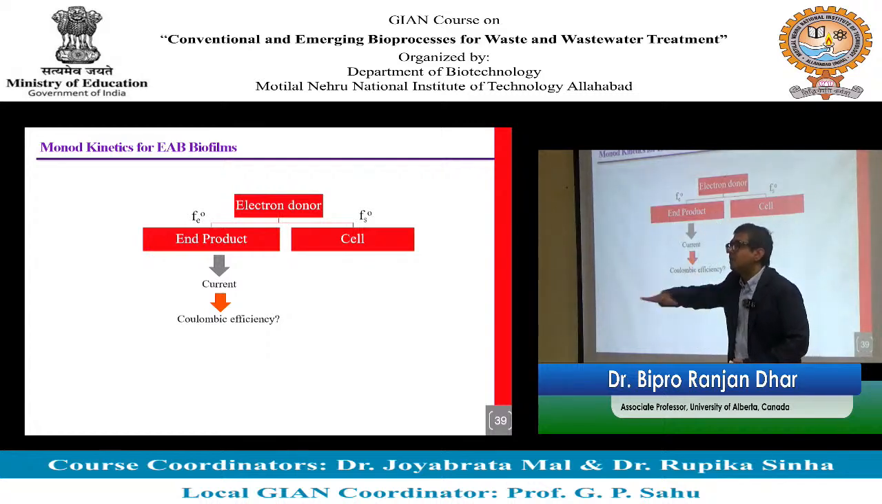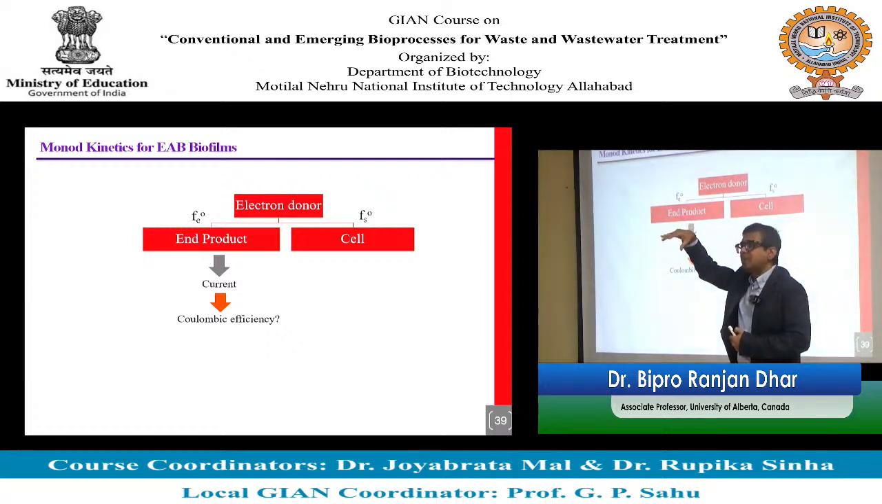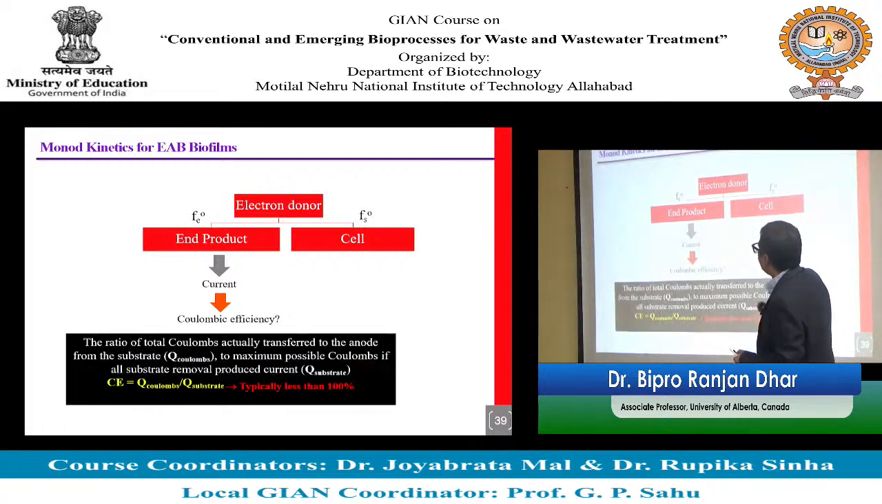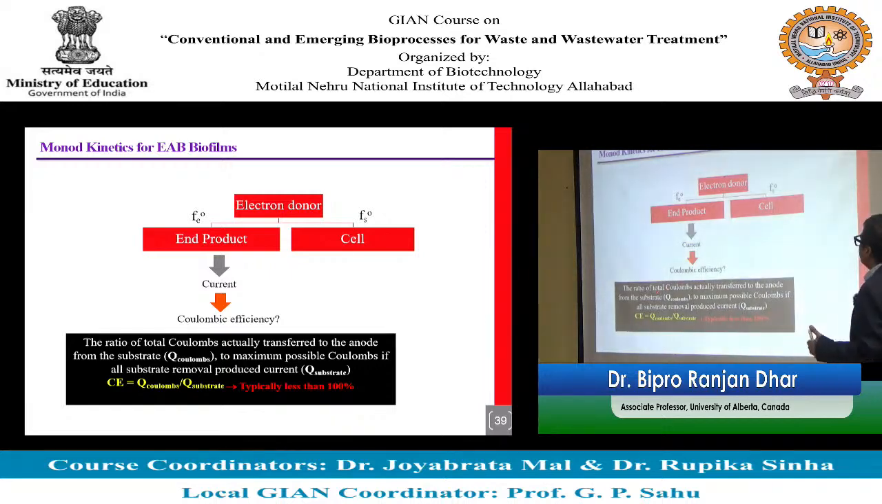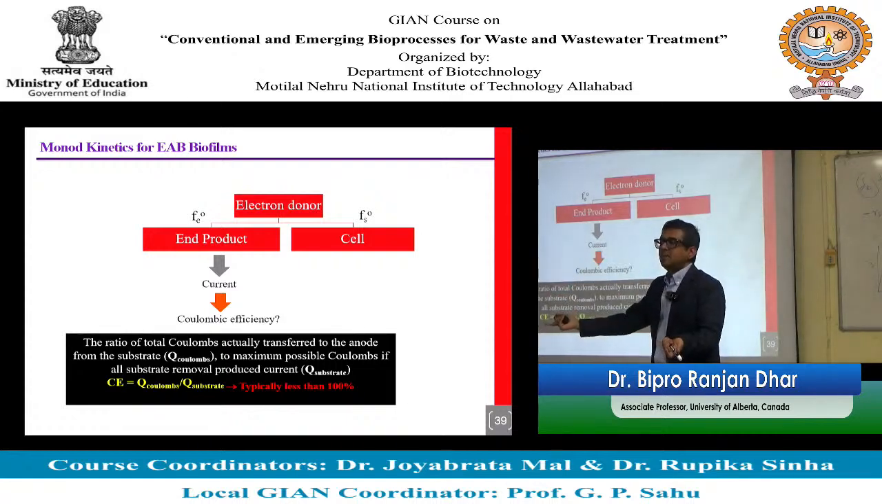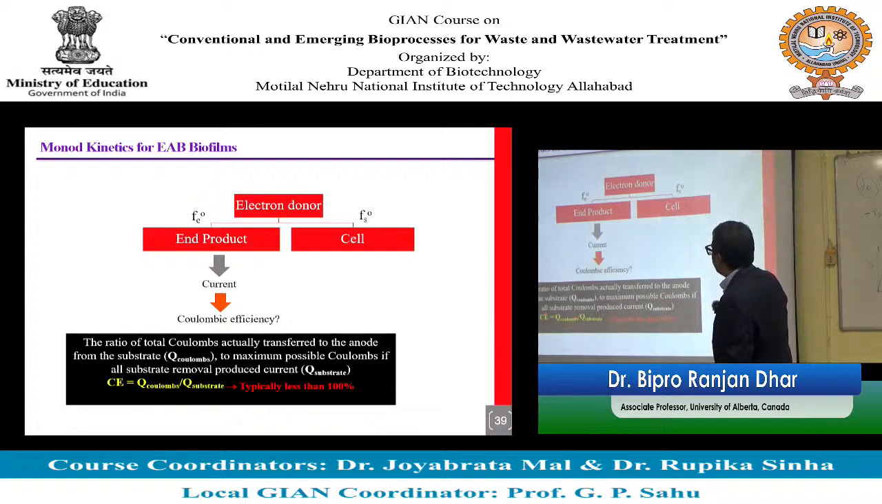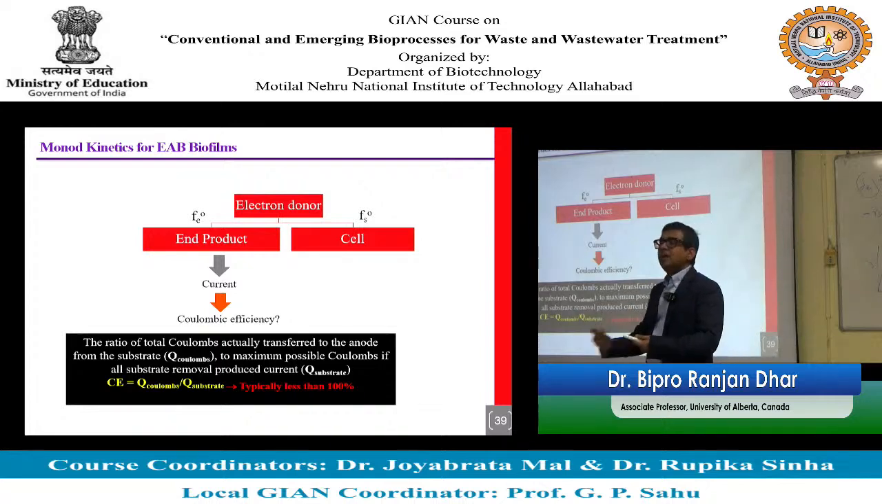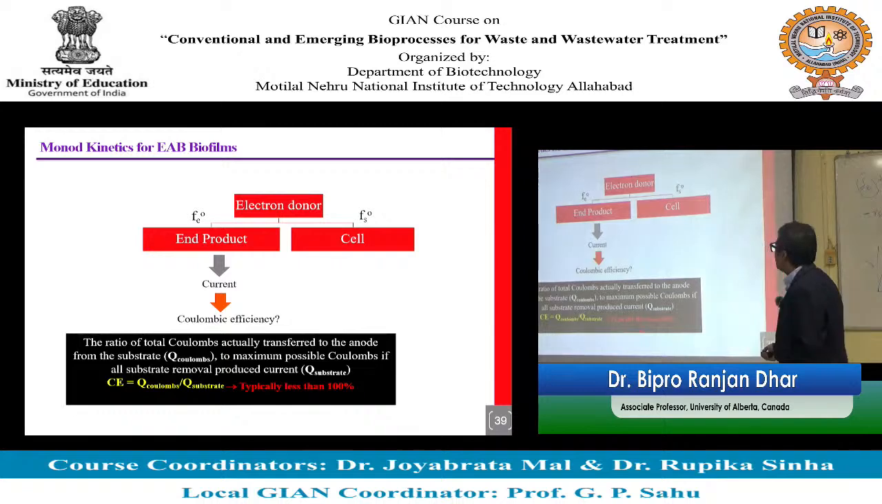So I have how many coulomb I should get from my COD removal and how much coulomb actually I'm getting experimentally. From this, I can calculate something called coulombic efficiency. Coulombic efficiency is the ratio of total coulomb actually transferred to the anode from the substrate to maximum possible coulomb if all substrate removal, actually all substrate, converted to current. So Q coulomb is coming from current, and this Q substrate is basically how much COD removed in the process. Typically this is going to be less than 100%, right?